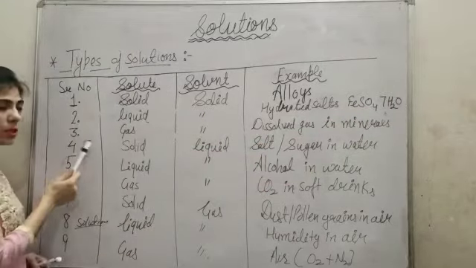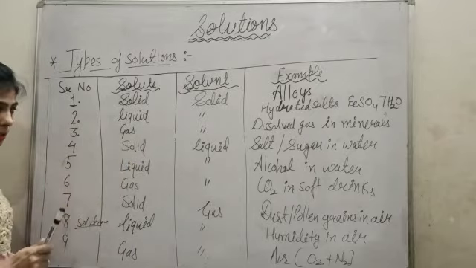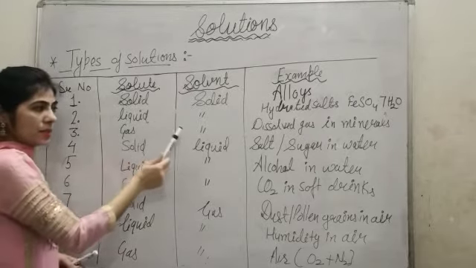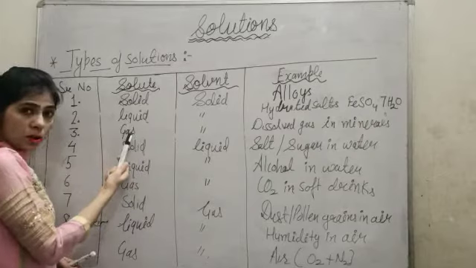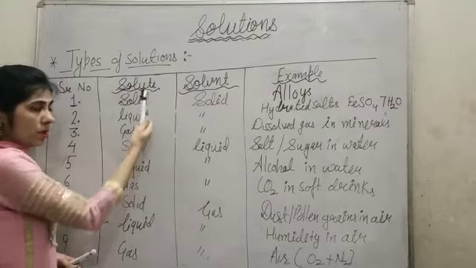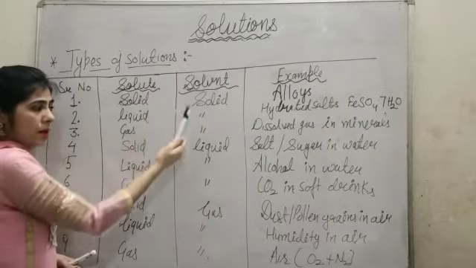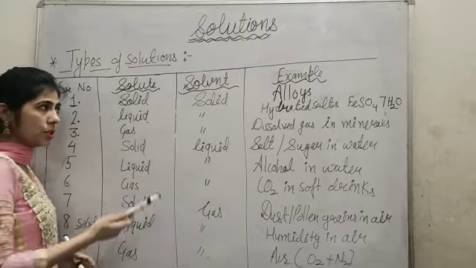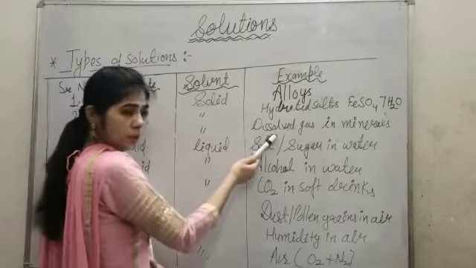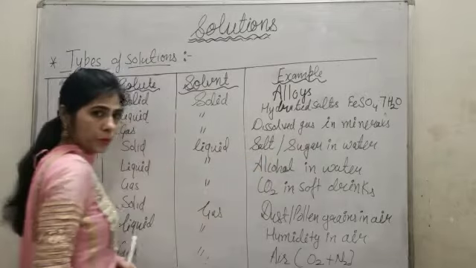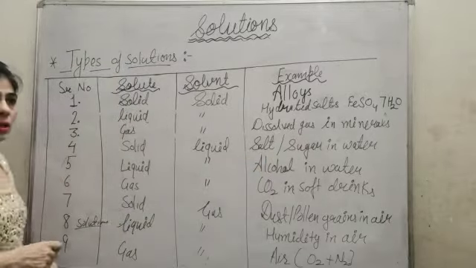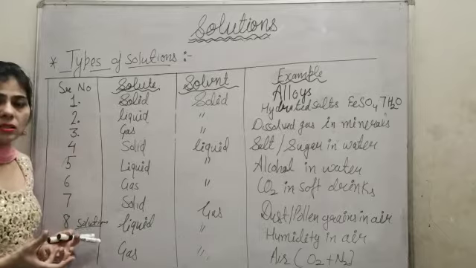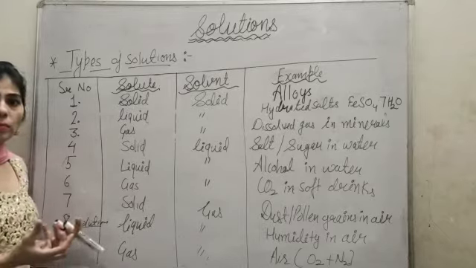And the next one is a gas in solid. In this, the solute is in the gaseous state and the solvent in the solid state. And we again obtain the solution in the solid state. For example, dissolved gases in minerals, or we can say that the gases adsorb on the surface of the metal.